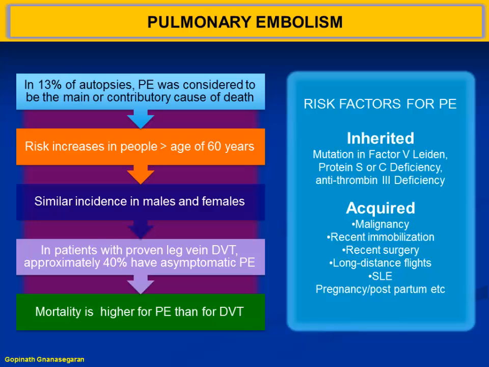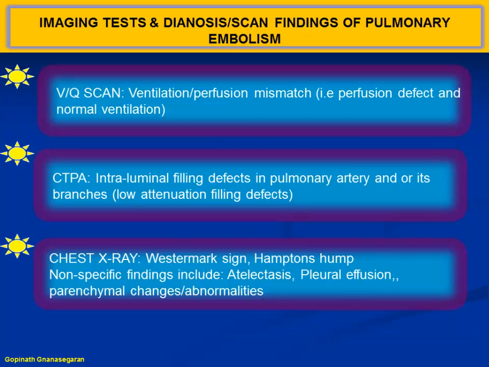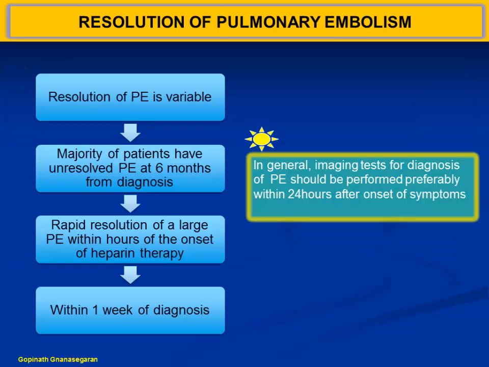The risk factors for PE include inherited and acquired factors. The acquired factors especially include malignancy, recent major surgery, long distance flights, SLE, pregnancy and postpartum, which are among the problems for acute pulmonary embolism. On a VQ scan imaging test, it shows ventilation perfusion mismatch, an indication for PE, whereas for CTPA you have intraluminal filling defects in the pulmonary arteries. In a chest X-ray, it's quite non-specific. You see other signs like Westermarck sign, Hampton's hump, all these are non-specific findings.